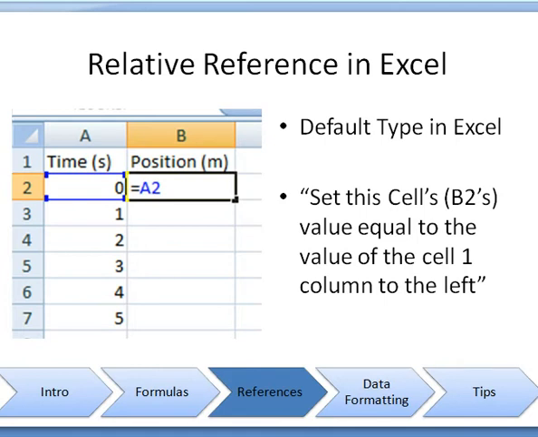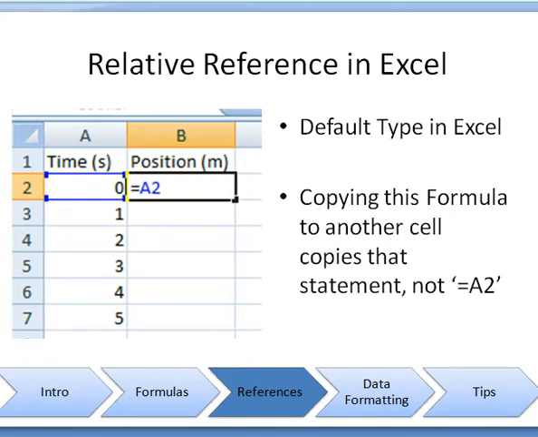That's not how it's thinking about this equation. This equation tells it, set the value of this cell equal to the value of the cell one column to the left. Why it's important to understand this is because if you want to use that equation for other things, it has implications for how it plays out. If you copy this formula to another cell, it doesn't copy equals A2. It copies the statement, set the value of this new cell equal to the value of the cell one column to the left.